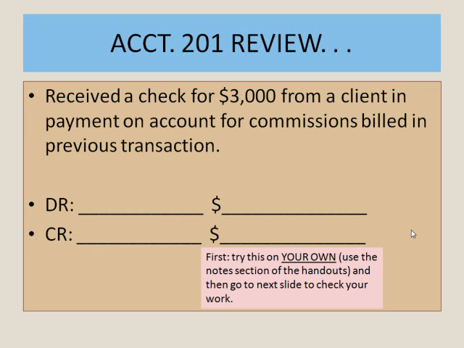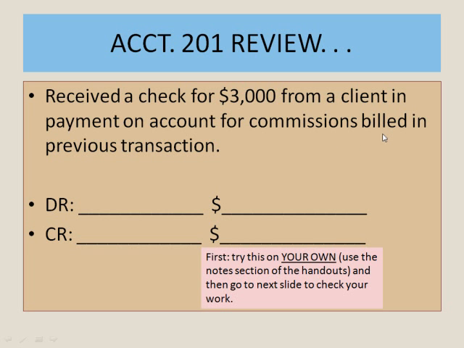Received a check for $3,000 from a client in payment on account for commissions billed in a previous transaction. So we received a check for $3,000, and you can treat a check just like cash. So cash is increased. Cash is an asset account. We're going to debit cash for $3,000. Now the important thing to read here is, where did this money come from? It was commissions billed in a previous transaction.